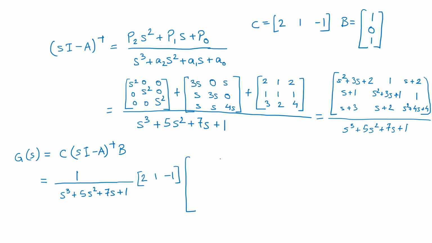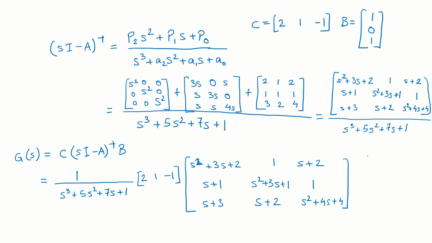This whole matrix, sI minus A, this adjoint matrix, is s square, sorry, this is s square plus 3s plus 2, s plus 1, s plus 3, and here a 1, s plus 2, s square plus 3s plus 1, 1, s plus 2, s square plus 4s plus 4, into 1, 0, 1. So I will remove this part.